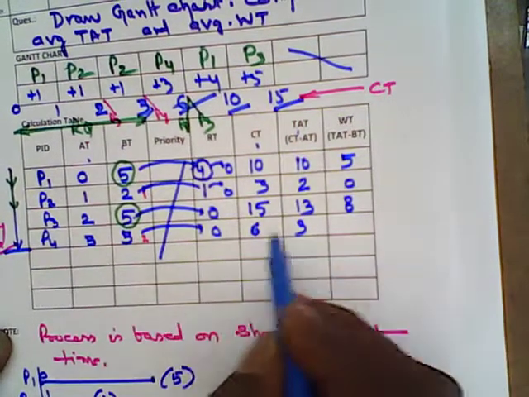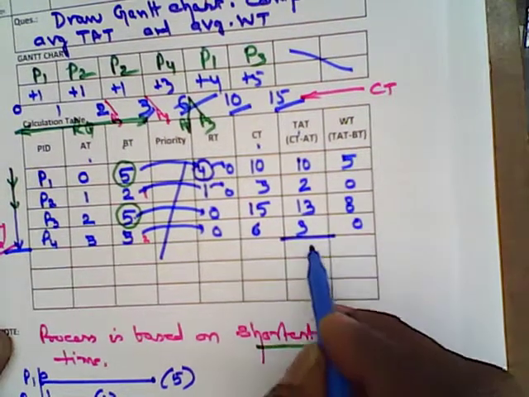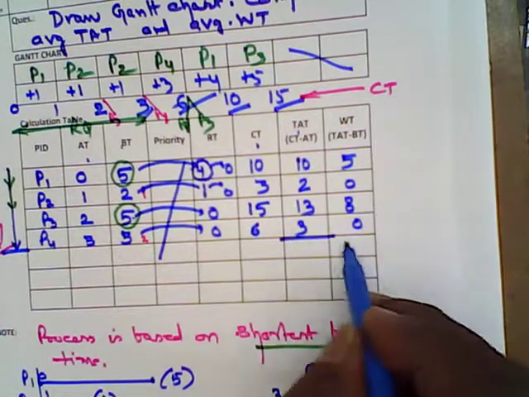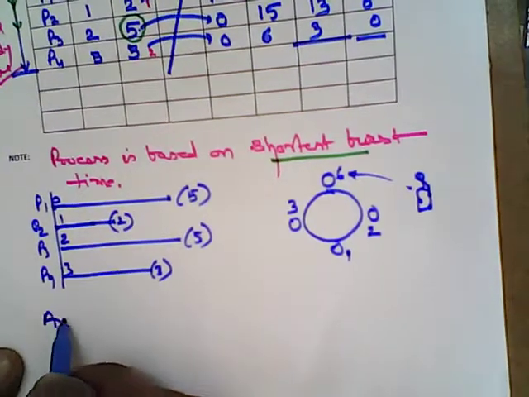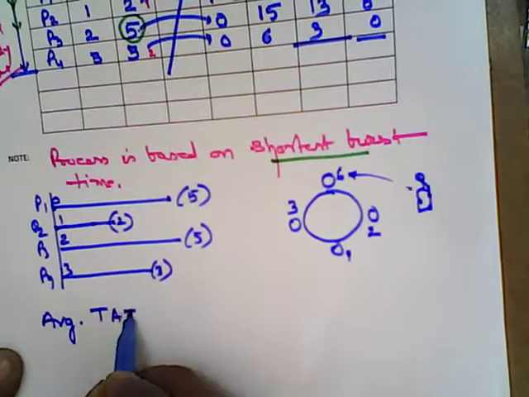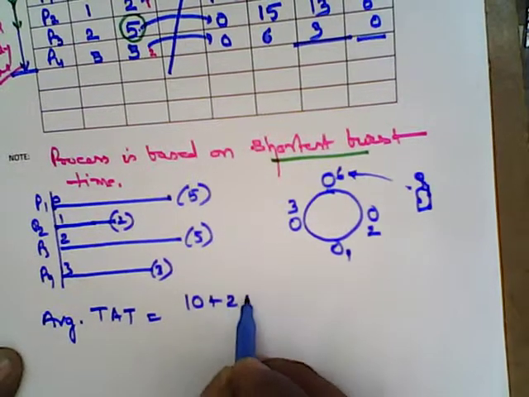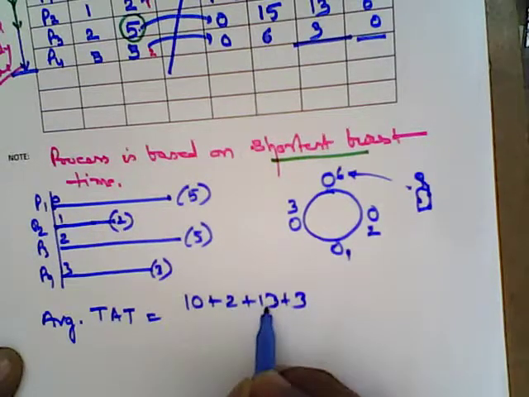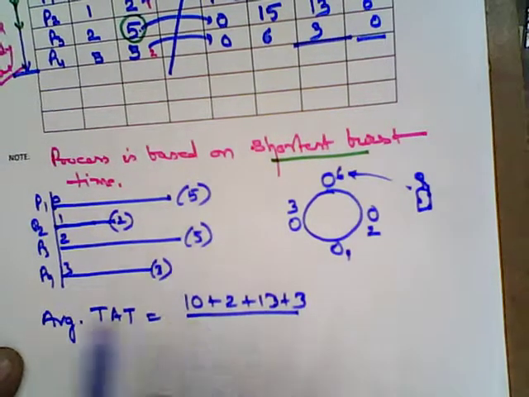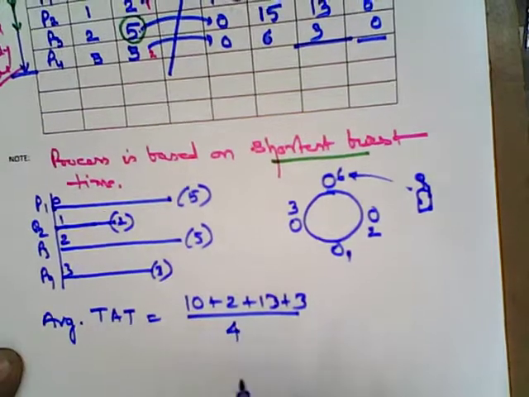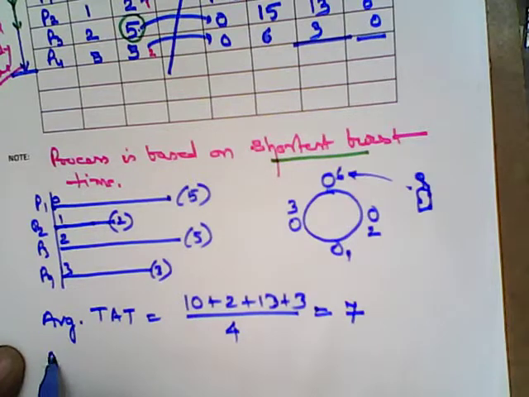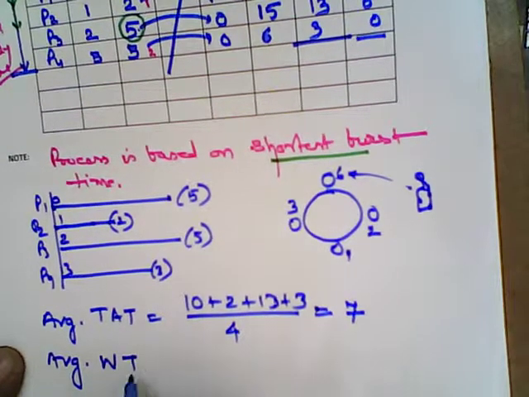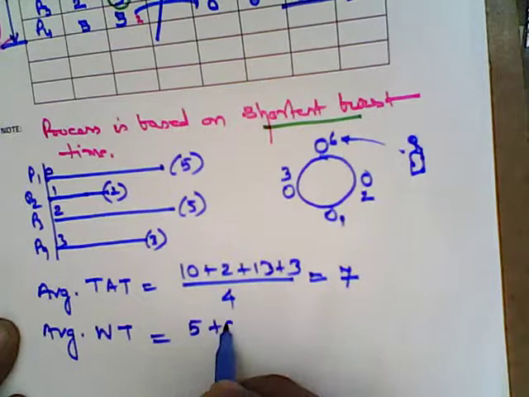Now we sum up everything and we calculate the average turnaround time, which is equal to 10 plus 2 plus 13 plus 3 divided by the number of processes. Number of processes is 1, 2, 3, 4. So we are having 4. So that will be given as 7. Average waiting time is equal to 5 plus 0 plus 8 plus 0 divided by 4. How much is it coming as? 3.25.